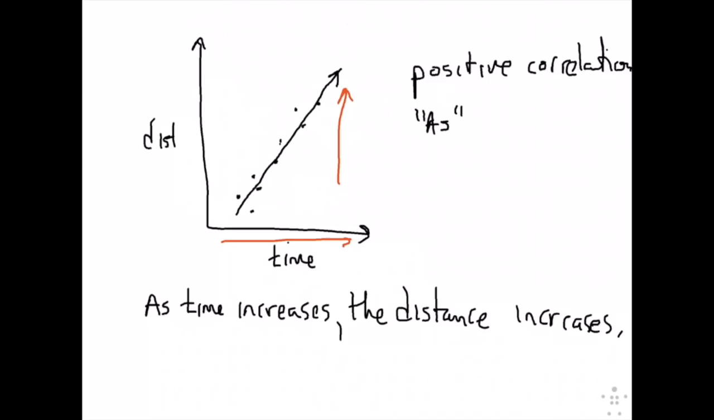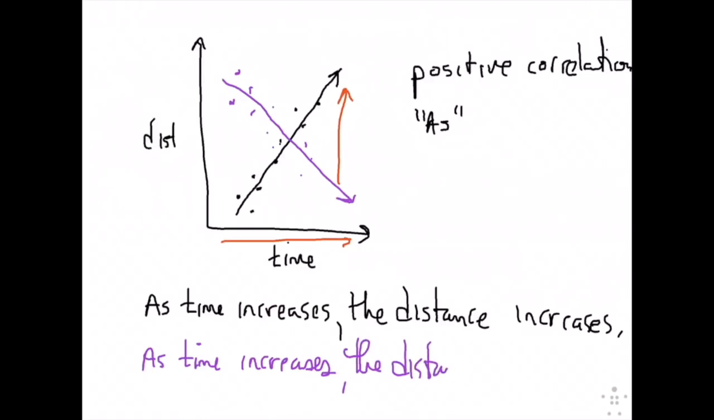If it were a negative correlation, and this will get confusing, so let me just draw it in. If the points were coming downhill, like this, and the trend line was like this, then that would be a negative correlation, and I would say as time increases, the distance decreases. So you should be able to identify positive and negative correlations.